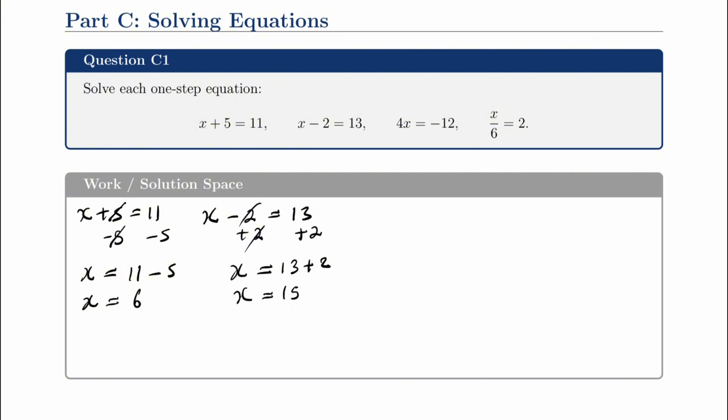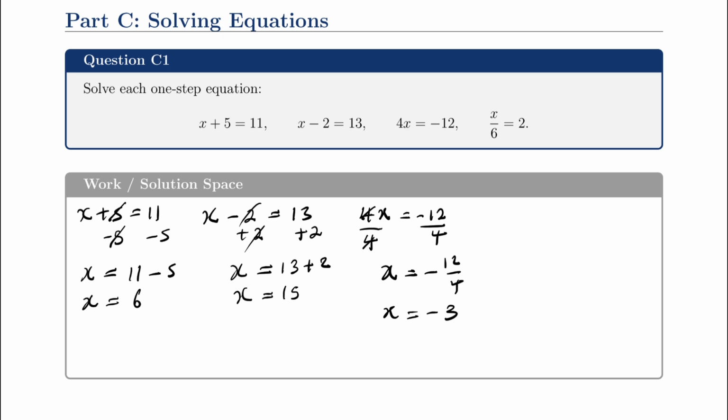Next, here we have 4x is negative 12. Here we don't have a sum or a difference to the value of x. We are just multiplying x by a number, 4. So to isolate x, let us divide throughout by 4, on the left by 4 and on the right by 4. So 4 into 4, it's 1. We remain with x is equal to negative 12 divided by 4. So that x is what? Negative 3, okay?